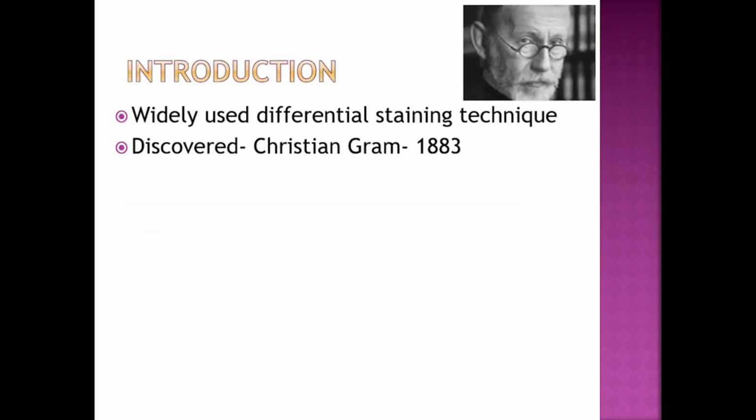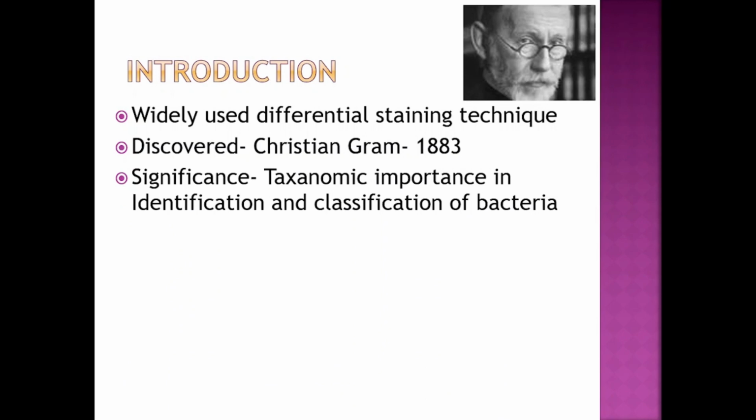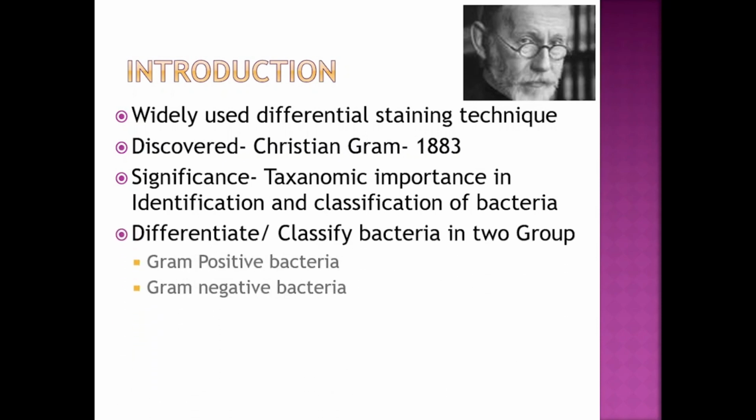So this is a widely used differential staining technique. Gram staining was discovered by Christian Gram in 1883. The gram staining technique has taxonomic importance in the identification and classification of bacteria. It differentiates bacteria into two groups, gram positive or gram negative, depending upon whether they retain or lose the primary stain crystal violet when subjected to treatment with a decolorizing agent like alcohol.